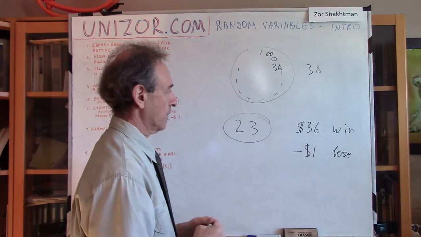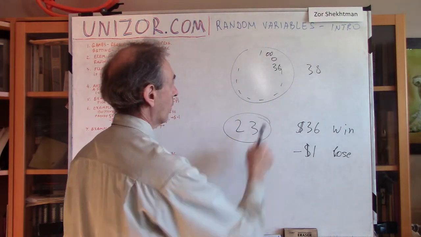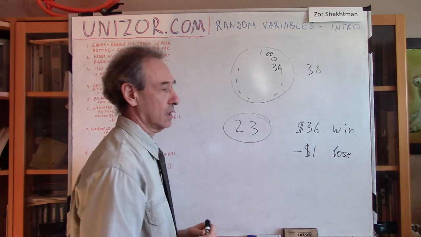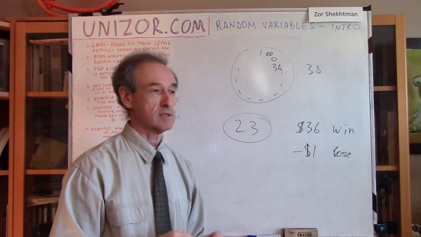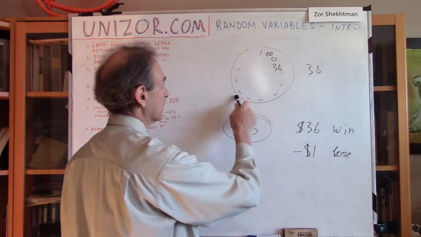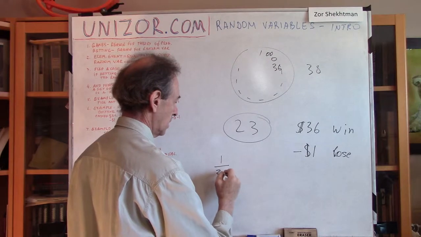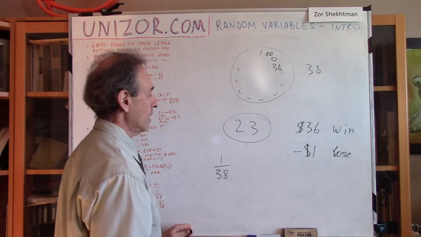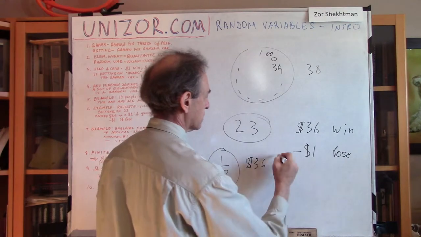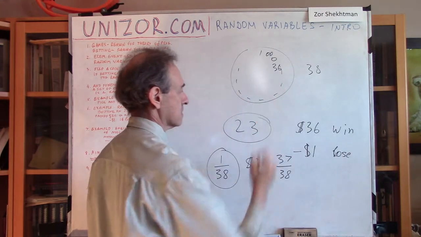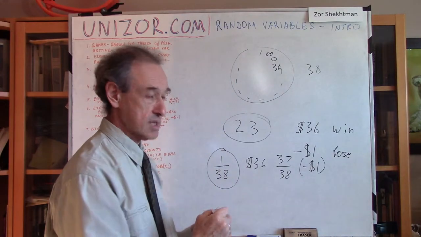Well, considering there are 38 different positions of the ball, only one of them is the winning position, and each of them probably has equal chances if the casino is playing a fair game. So the probability of each position is 1/38, right? So the probability of your winning is 1/38. So with the probability of 1/38, you get $36. And with the probability of 37/38, so all other cases, you lose $1. Well, which seems to be relatively fair.